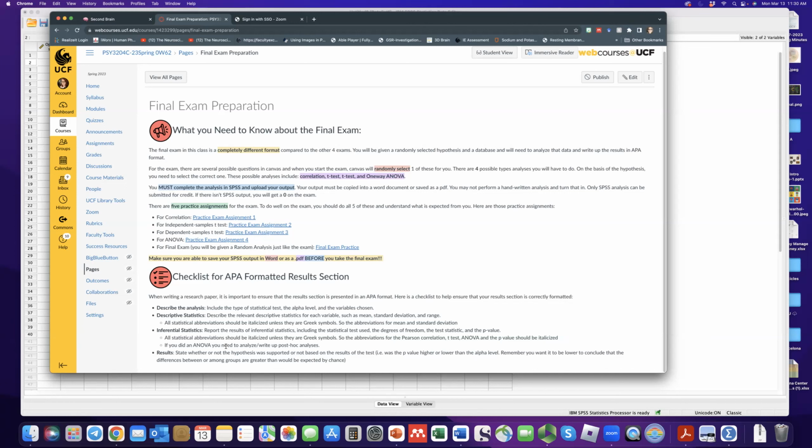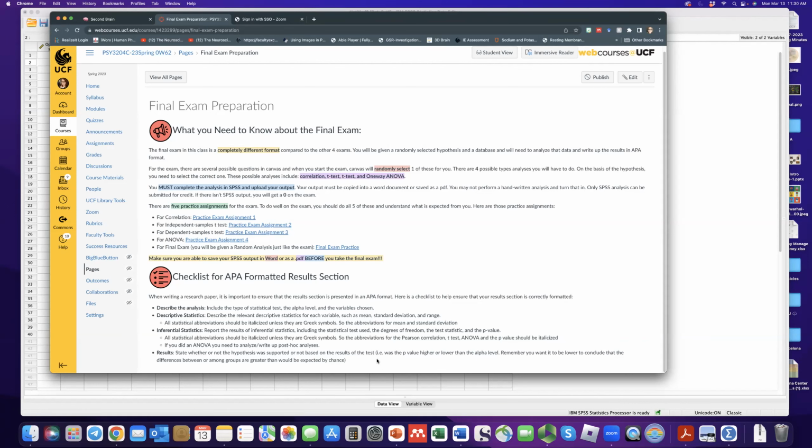If you did an ANOVA, you also need to write up the post hoc analyses. If we're not there yet in the semester, if we haven't gone over that, we will, so don't worry about it. And then in the results, you need to state whether or not the hypothesis was supported based on the results of the test. For example, if the p-value was higher or lower than the alpha level, right? So that's where you would look for that. And so that is all of it in a nutshell.